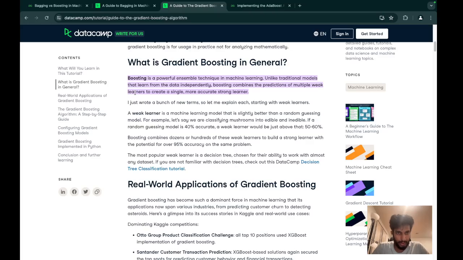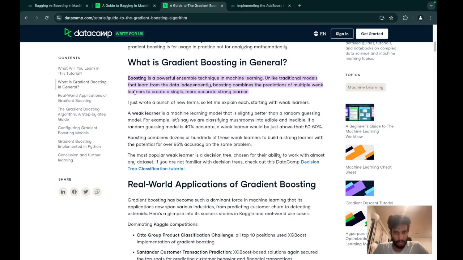What is gradient boosting in general? Boosting is a powerful ensemble technique in machine learning. Unlike traditional models that learn from data independently, boosting combines predictions of multiple weak learners to create a single, more accurate, strong learner. I just wrote a bunch of new terms, so let me explain each, starting with weak learners.